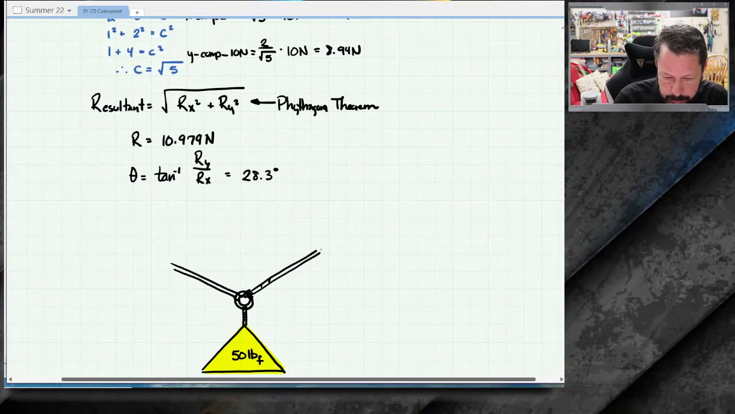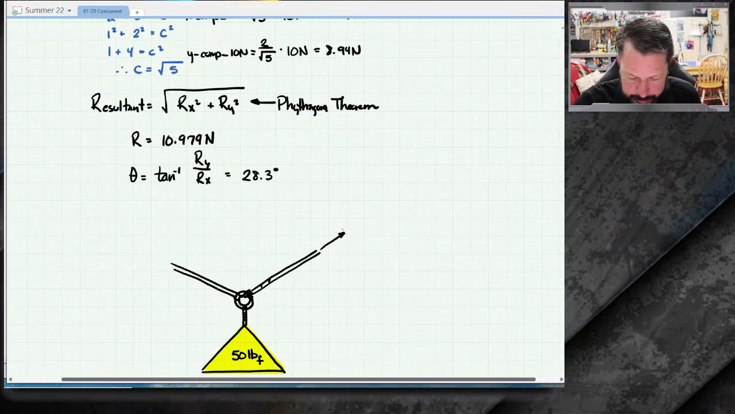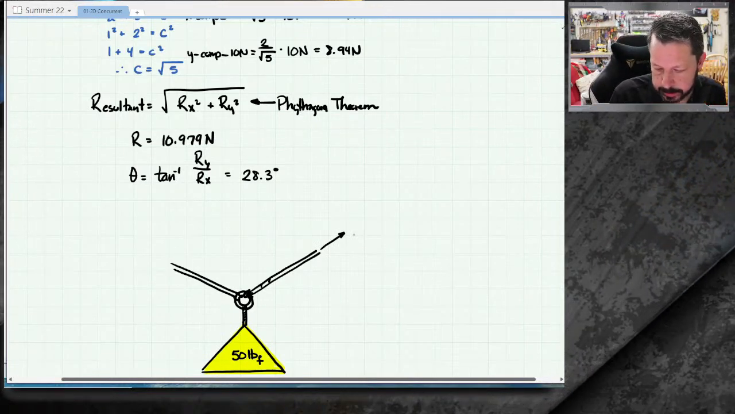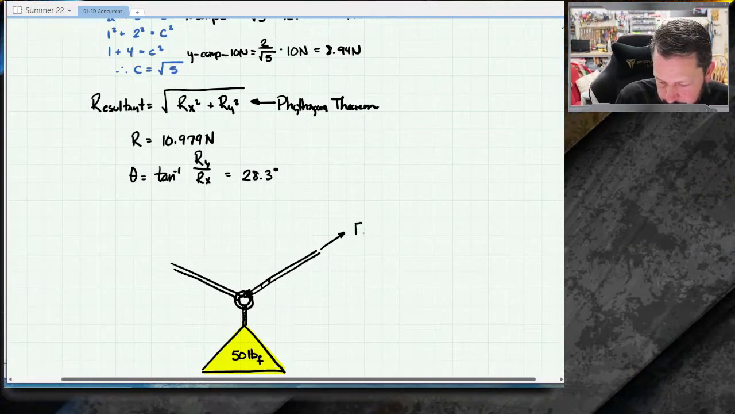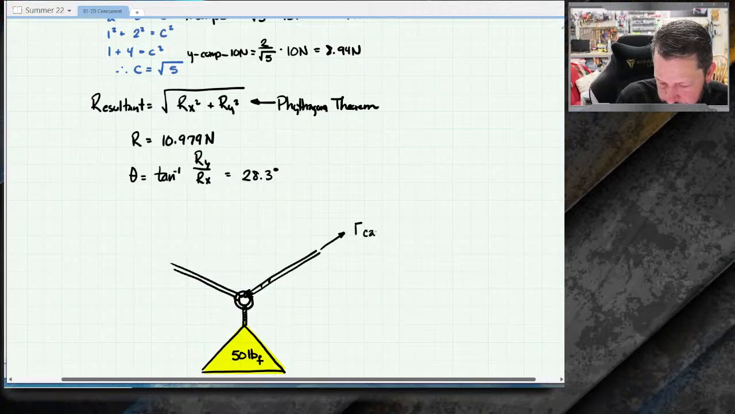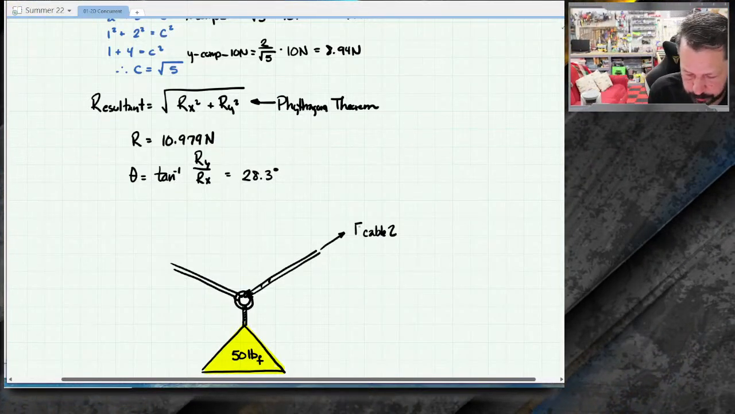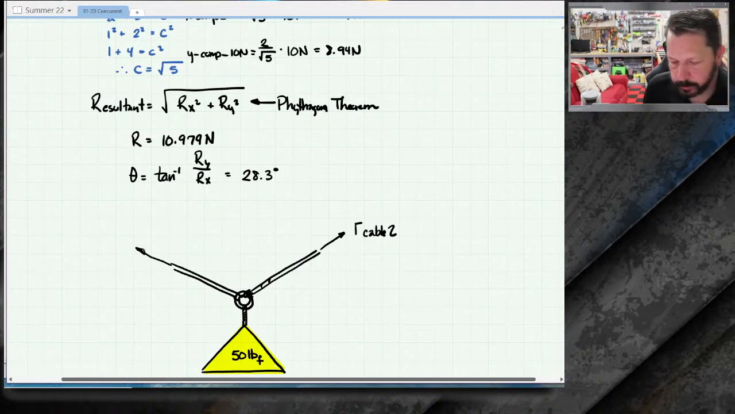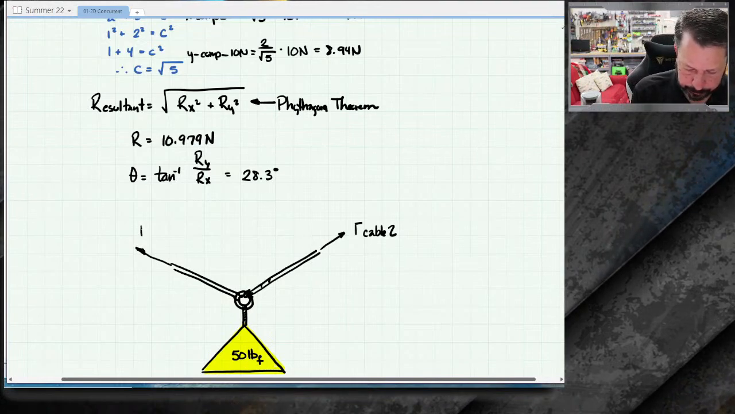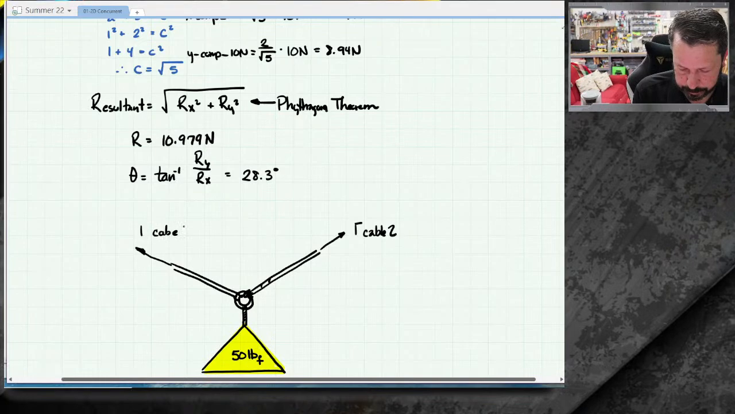And so I can draw that. I'll come back and make these red once it acts right. That is the force. Let's call that cable 2. So that'll be the force in cable 2, which, for some reason, didn't want to draw that. And this will be the force in cable 1. And we'll fix that once it wakes up.